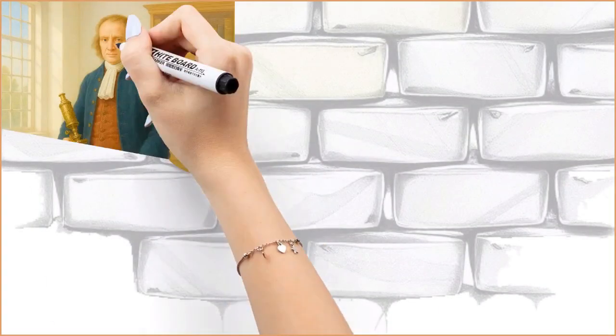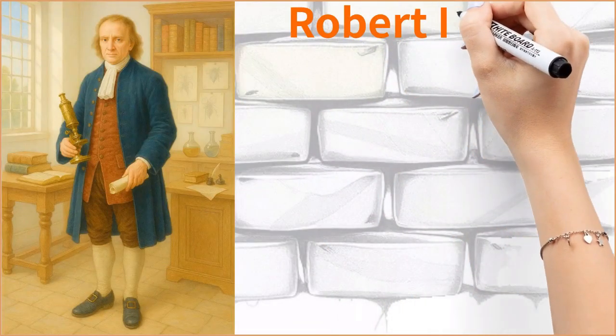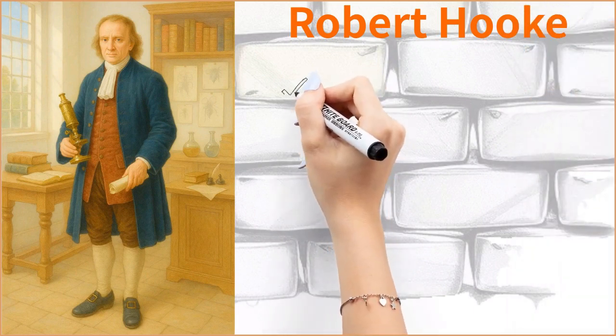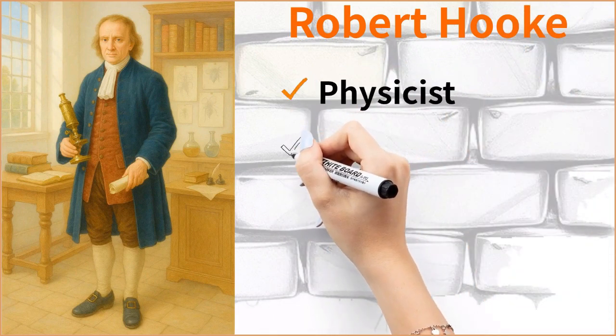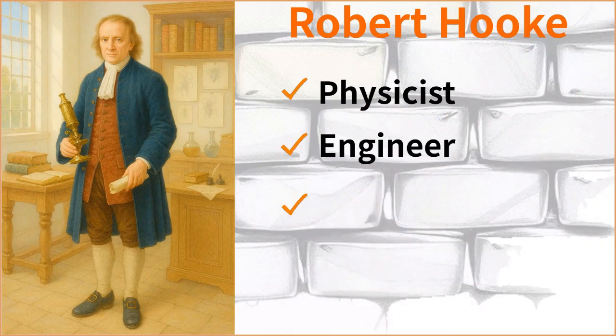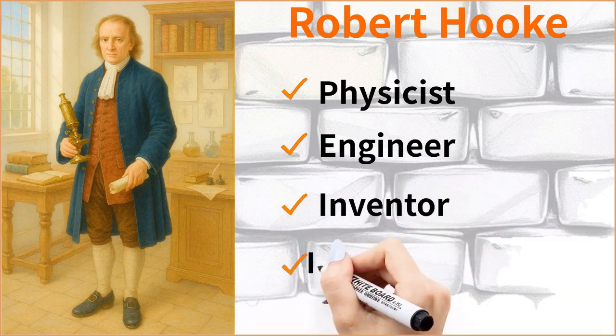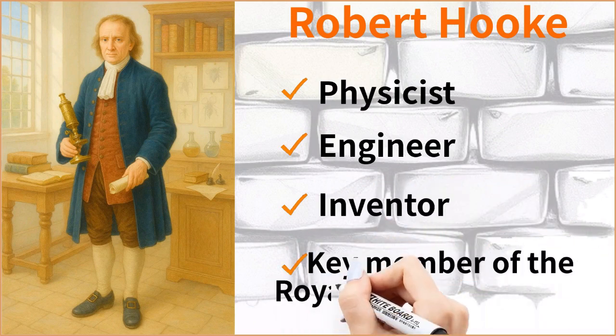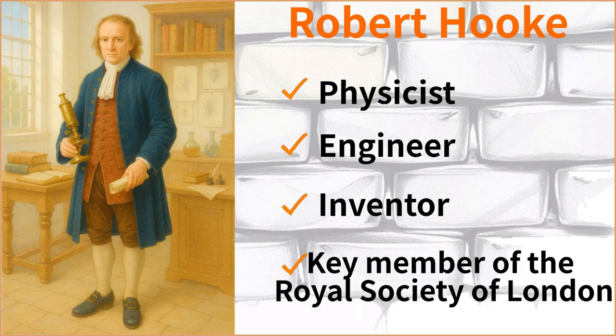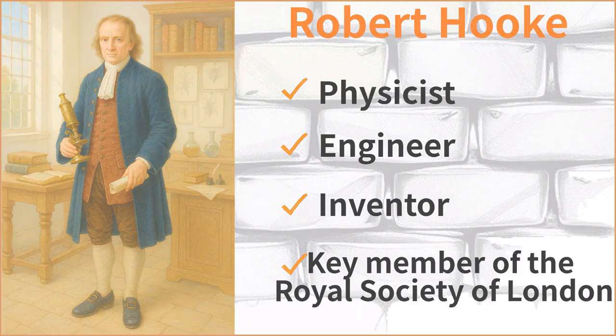In the 1600s, during a time of great scientific discovery in London, lived a brilliant English scientist named Robert Hooke. Hooke was an accomplished physicist, engineer, and inventor, as well as a key member of the newly established Royal Society of London for improving natural knowledge.